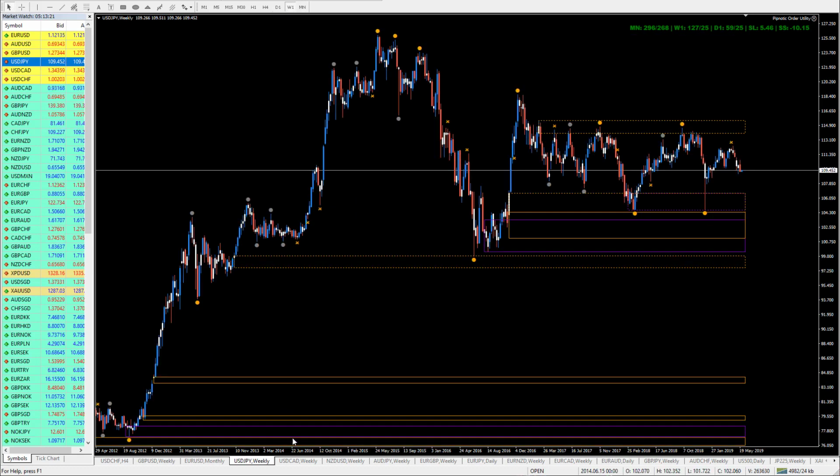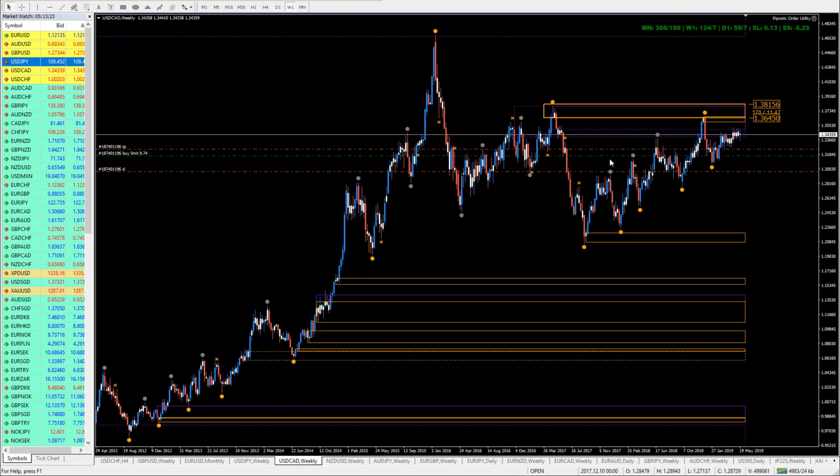Okay, let's have a look at something else. What's going on here? Well, we have this monthly supply. Price left, price poked up into this weekly supply, and now we're getting ready. It looks like we're kind of accumulating to do something, we don't really know what. There's a lot of selling up here. There's a lot of stuff going on at the moment in America because of Trump, but that's pretty much the status quo at the moment.